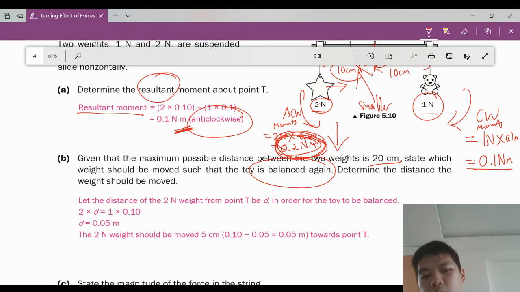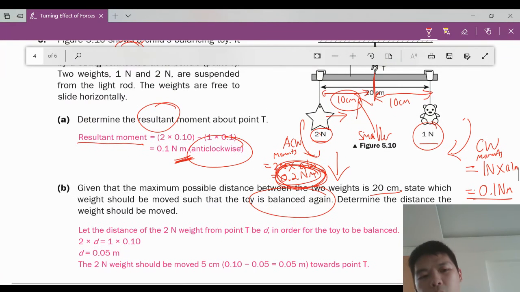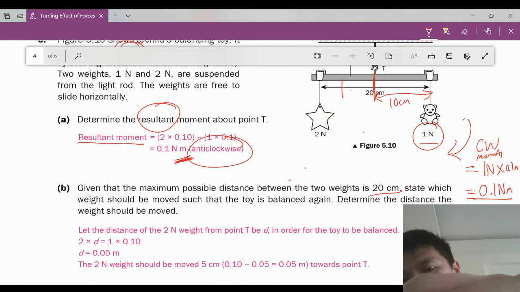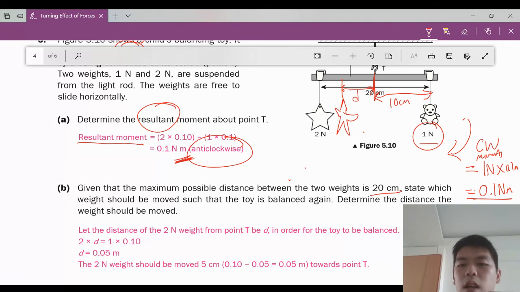Let the distance of the 2 N weight from point T be d. So they assume that your star you're going to hang somewhere here, and this distance they take as d. In order to be balanced, this is the setup that they have.